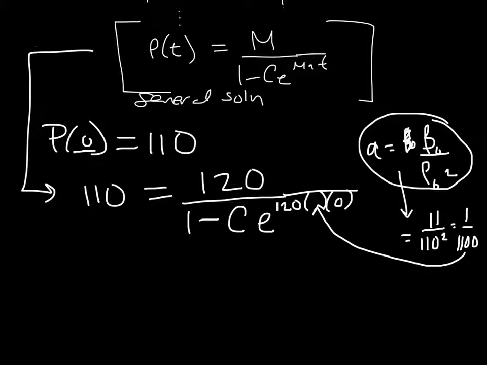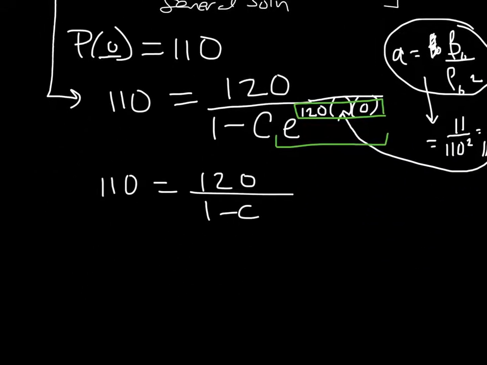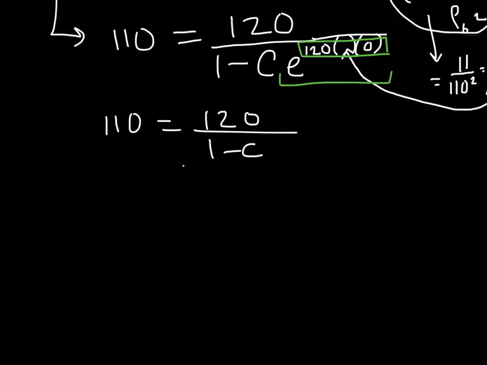But this is nice because 0 times anything, well, all of this is going to be 0. And e to the 0 is going to be 1. So this is wonderful, right? We get 1 minus C, and then this is just a nice algebraic equation, and we know how to solve algebraic equations. So let me move this up. You guys can cross multiply. When you solve for C, you're going to end up with negative 1/11.